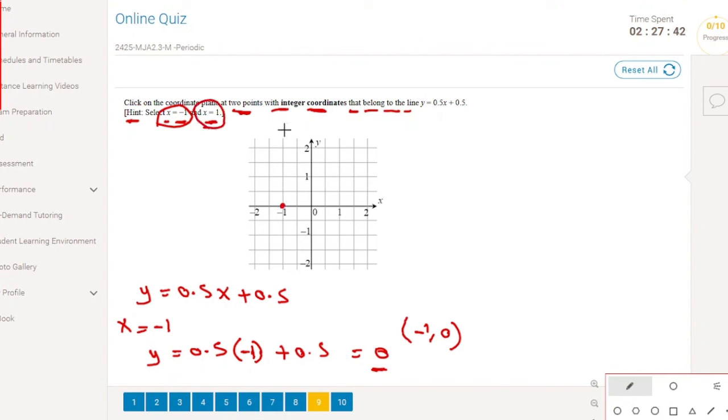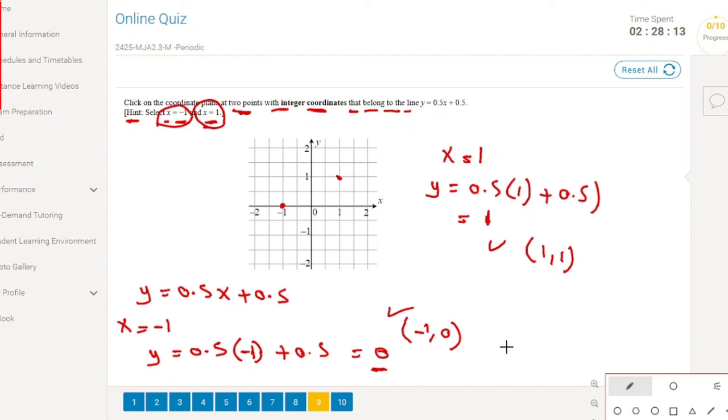Let's take when x is equal to 1. So y will be equal to 0.5 multiply 1 plus 0.5. It will be 1. So the point will be 1 and 1. So it will be this point. So these are the 2 points, 1 and 1 and minus 1 and 0.